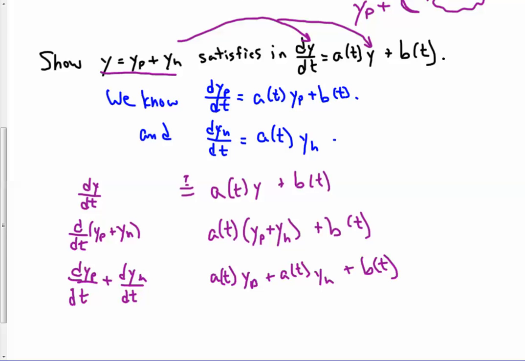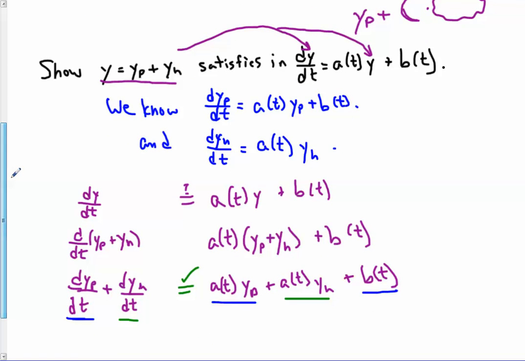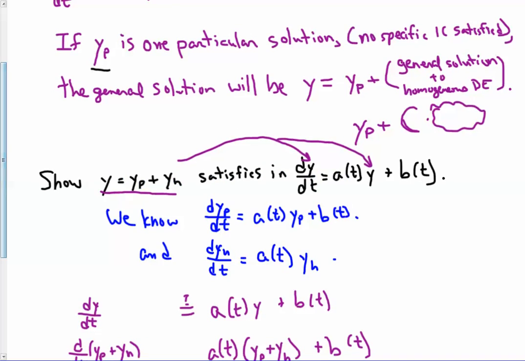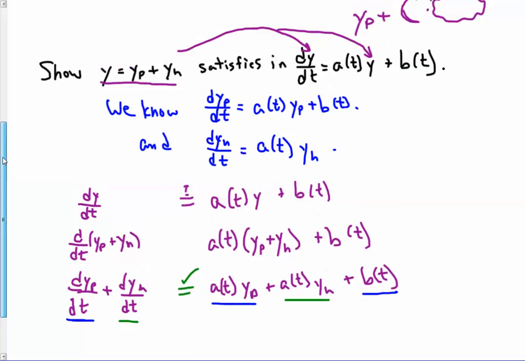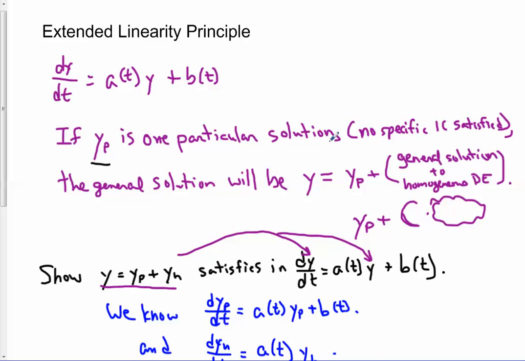Well, here's where we bring in what we know. We know that dyp dt equals a of t yp plus b of t. So this guy equals this plus this. And we know dyh dt equals a of t yh. So this guy equals that. So yeah, check, it equals. And that's why it works. So that is actually a proof that this extended linearity principle will work, always works. We saw it in an example, and now you sort of see it in its generality and why it's true.